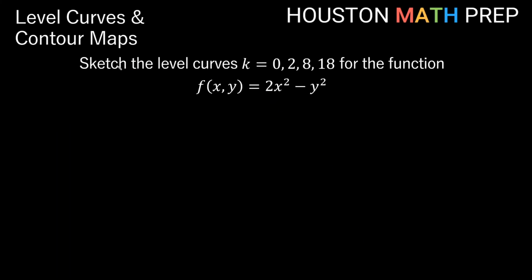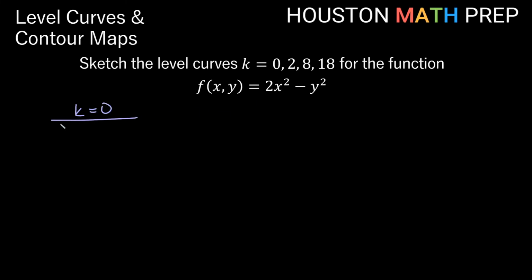Looking at our next example here, we're going to sketch the level curves for the values 0, 2, 8, and 18 for this function. This is super similar to our last function, except we have turned the add into a subtract. You see it does a little bit of a different thing for us there, but let's go ahead and solve our first level curve, k equals 0.